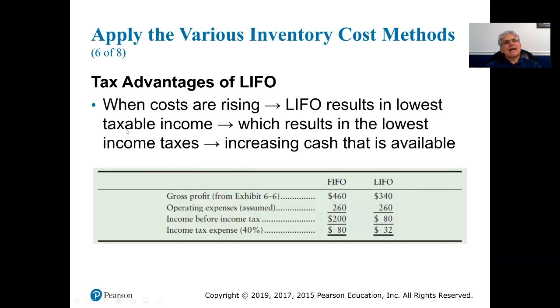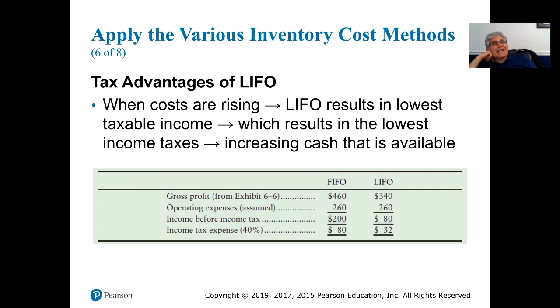Now, having said that, there are some tax advantages to using the LIFO method, because generally speaking, prices are going up, right? Generally speaking, you're dealing with the first example that we looked at where prices are going up. And so you're going to be generating a higher cost of goods sold using LIFO, and therefore you're going to generate less income.